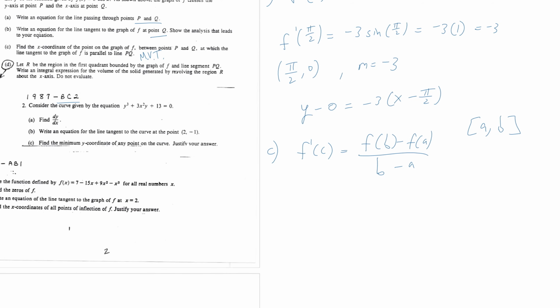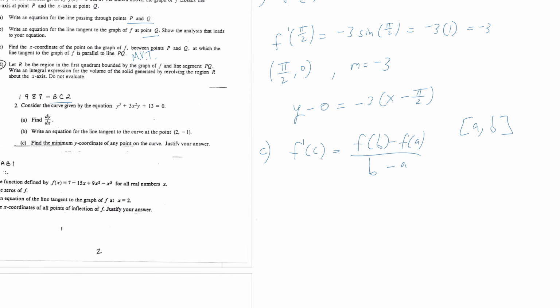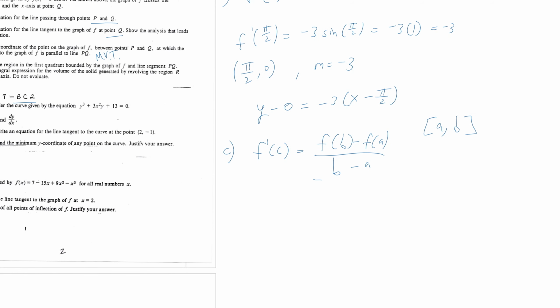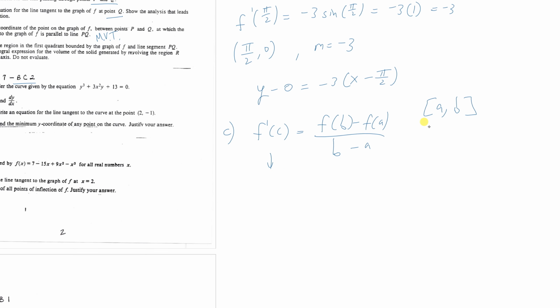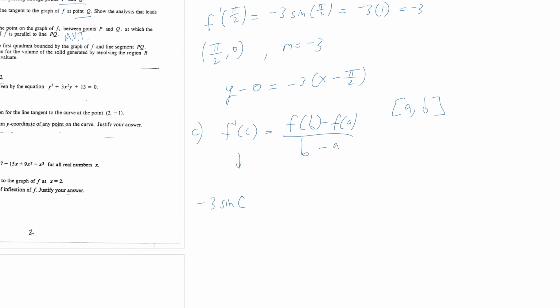C says, okay, so let's first figure this out. We need to find the derivative, which I think I did earlier. Yeah, the derivative is negative 3 sine of x. So f prime of c is negative 3 sine of c. You don't have to use the letter c. I'm pretty sure it's fine if you leave it as x or whatever, but that's the notation. Everyone likes to do it. So if you want to use x, you can.